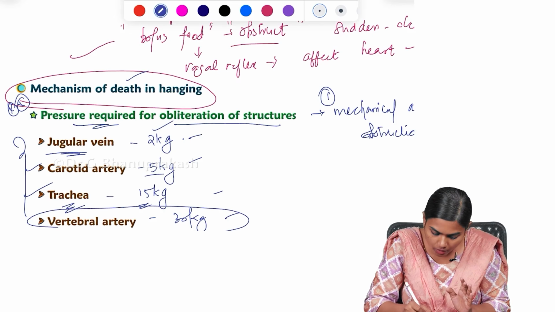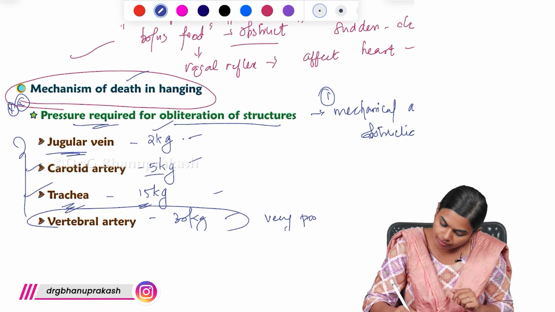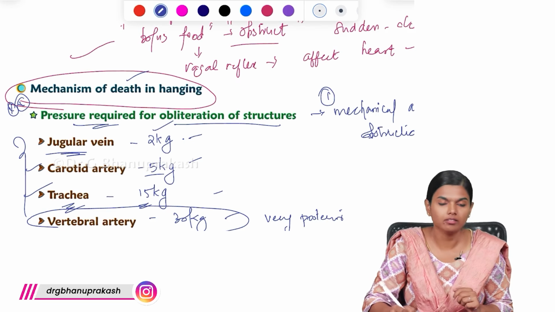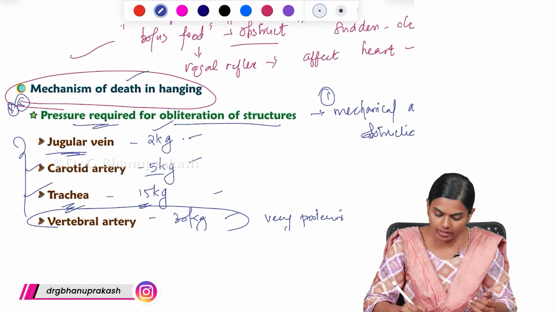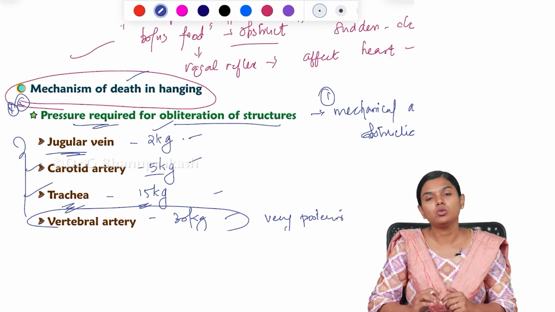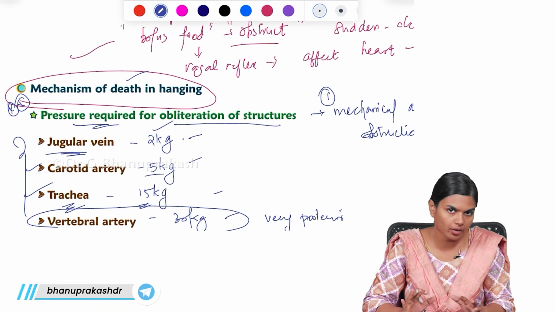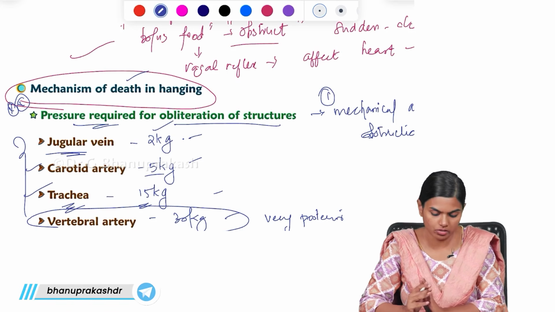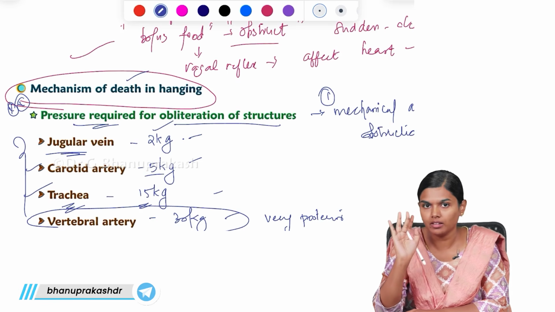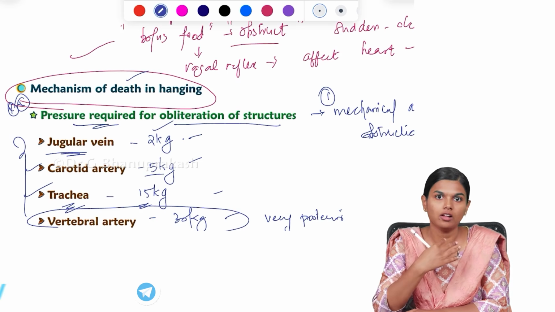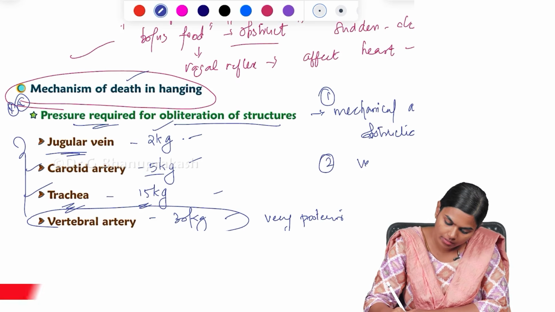The reason the vertebral artery is given 30 kg is that it is very posterior. It is not present in the front of the neck like the others. Because of that, you need 30 kg of pressure to obstruct the vertebral artery. So this is how much pressure is required for obliteration of these structures. Now we have seen one mechanism of death, mechanical asphyxia due to obstruction of the trachea. The next mechanism we have is venous congestion.